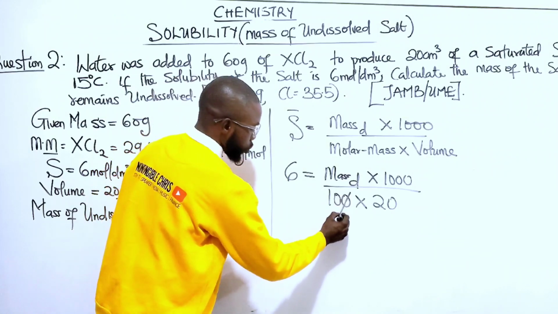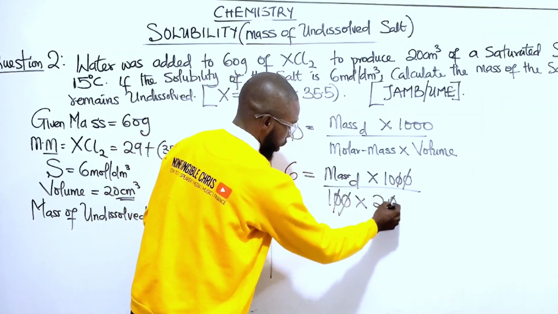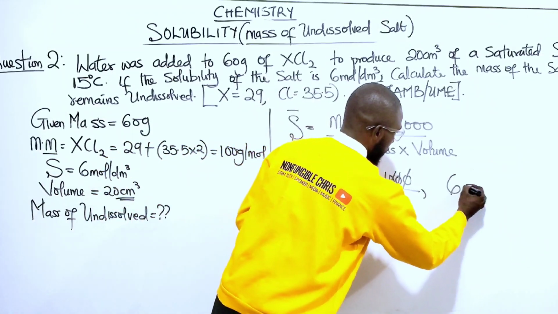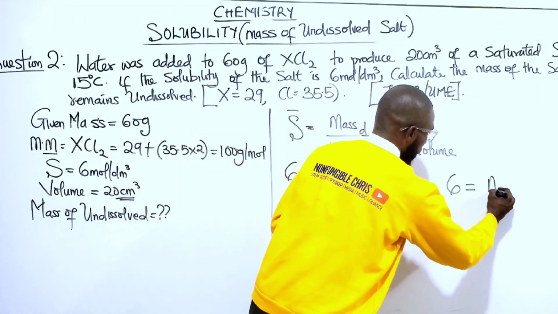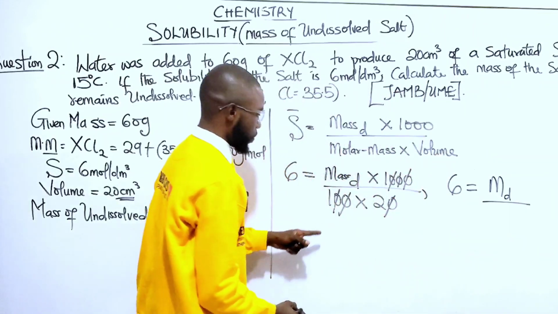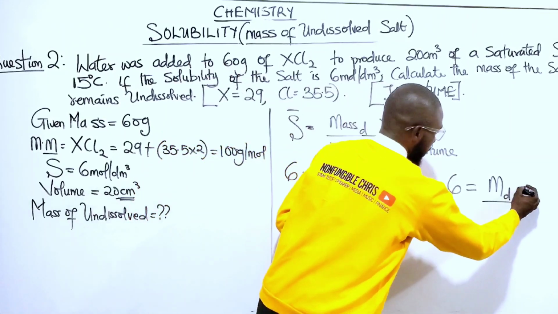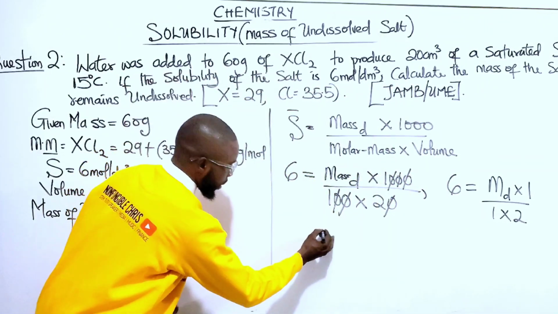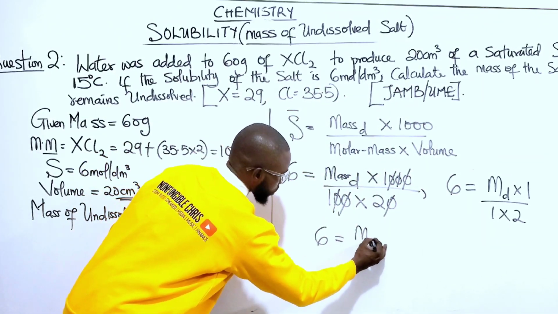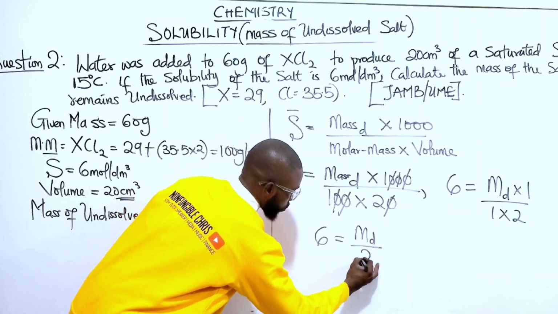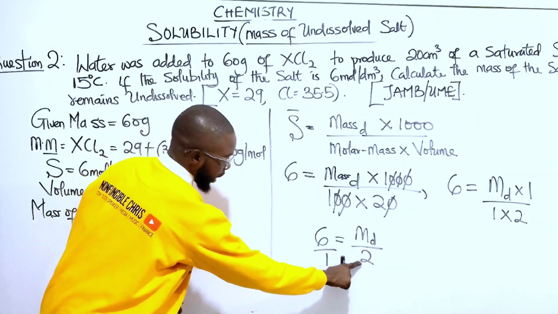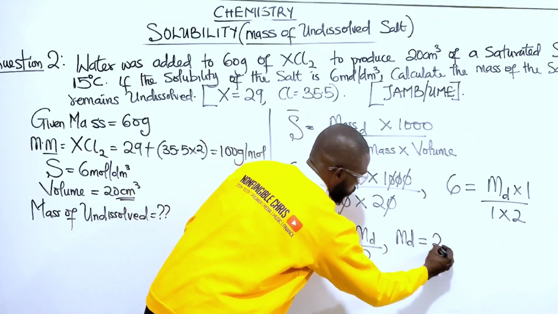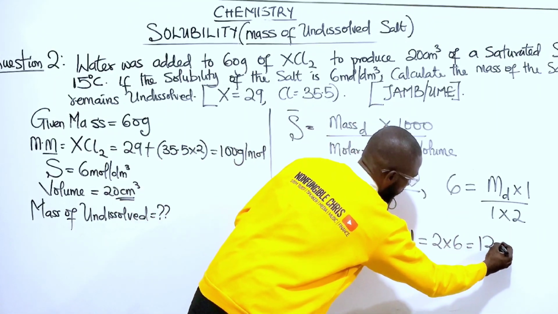So we can take out 20, even 10, we'll take out 10 from here. What are we left with? We're left with 6 is equal to mass of dissolved over 1 times 2, which is 2. If we cross multiply, 2 times 6 is equal to mass of dissolved. So our mass of dissolved is 2 times 6, which is 12 grams.